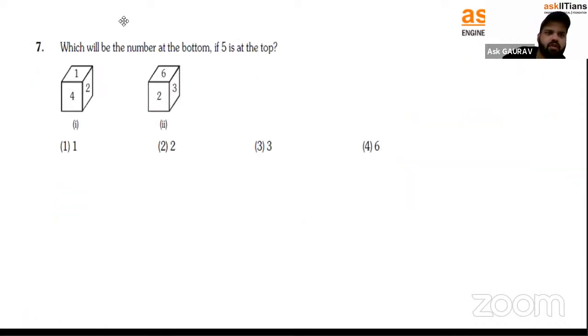Okay, do this question. Which number will be at the bottom if 5 is at the top? Basically, this is asking what is the number opposite to 5? Tell me, which will be the number at the bottom if 5 is at the top? If 5 is at the top, what number will be at the bottom?